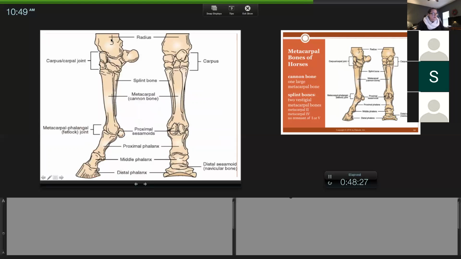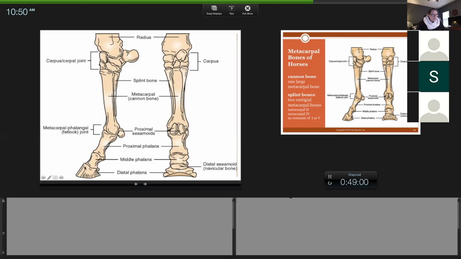Okay, this was the radius. This is the carpus, or the knee of a horse. They're showing you right here, this is metacarpal 3. It doesn't say metacarpal 3 on the picture, it just says metacarpal. In a horse, we call that the cannon bone, and I will get into that. These 2 right here: this is metacarpal 2, because it's medial, and then we have metacarpal 4 because it's lateral. But they are also called splint bones, and there's no 1 and 5.